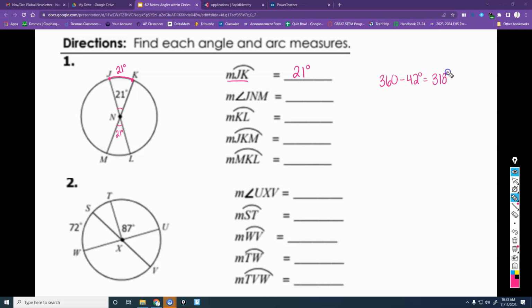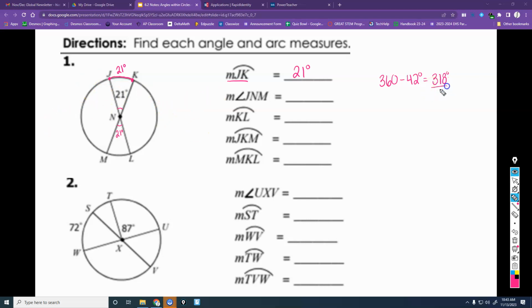Okay, so I know that those have to add up to 360 degrees, right? So I know this one's 21 and this one's 21. So if I add those together, that gives me the 42 right here. And then one of these alone is not 318. That'd be almost a whole circle. But these two together are 318.